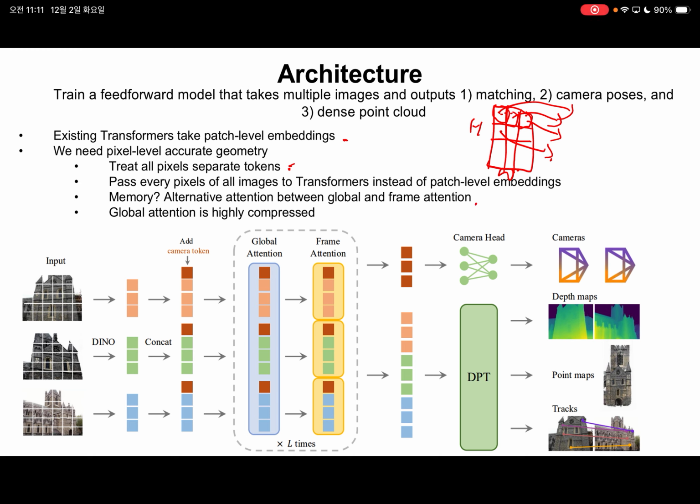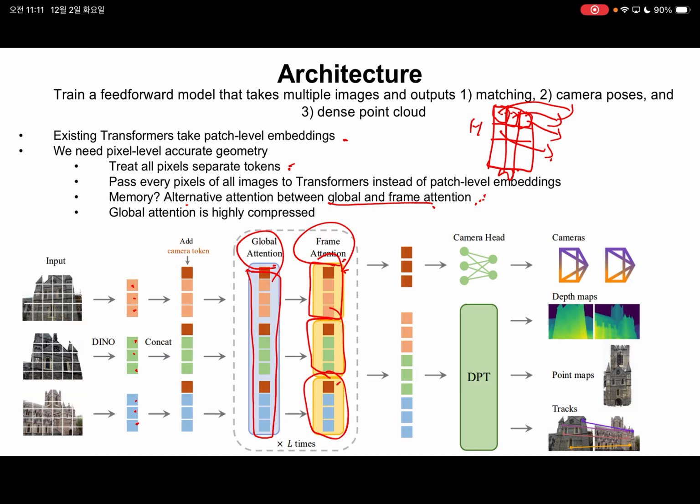Of course, the problem is memory. There are too many tokens, right? But this paper addressed this memory issue with alternating attention between global and frame attention. These are global and frame attention. For global attention, you can see these small rectangles are just tokens, each a pixel on the image, and we can compute attention over all pixels of all images. Frame attention is calculated for each frame separately, right?